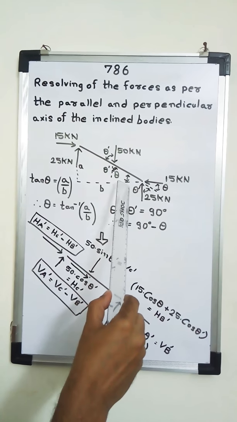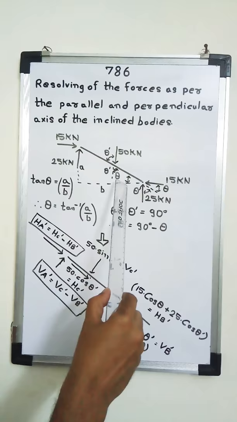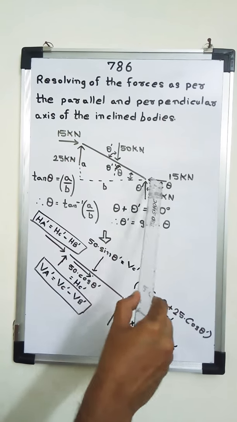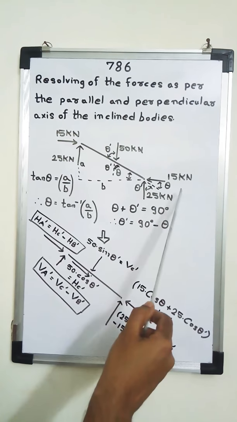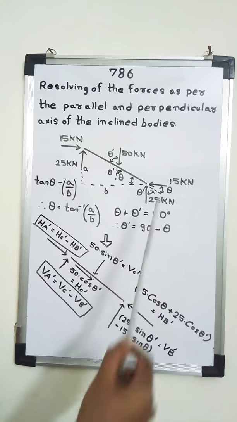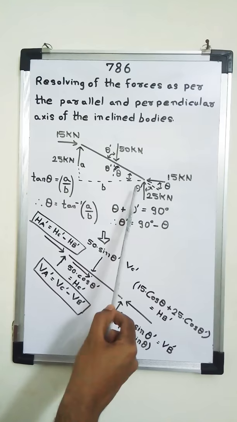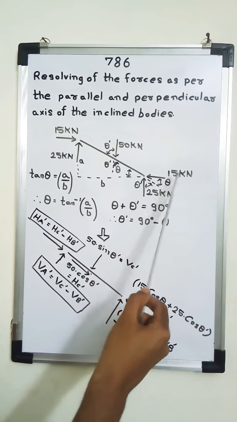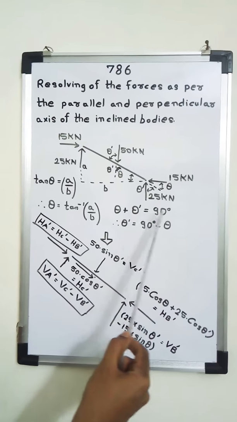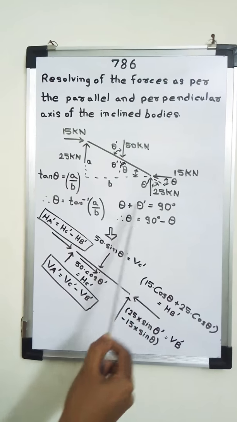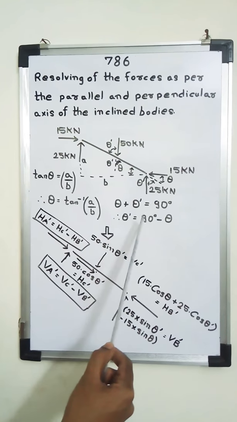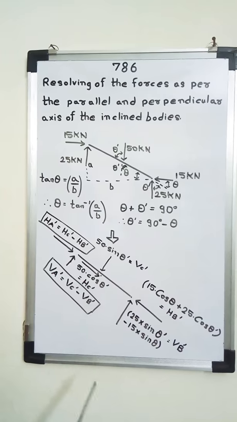But obviously, you can see that this angle and this angle are the same, because of vertically opposite angles. You can see one more adjacent angle, which I call theta dash. Now the relation between these two angles is theta plus theta dash is equal to 90 degrees. From that I can calculate the value of theta dash as 90 minus theta.